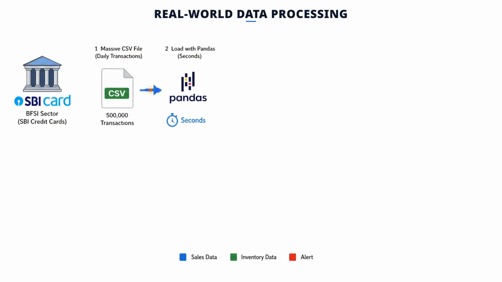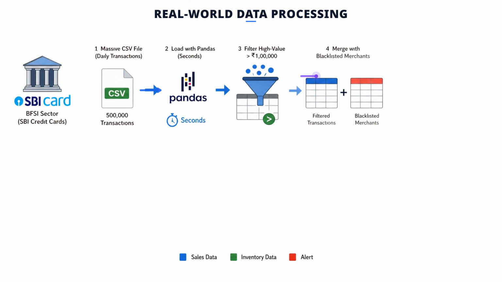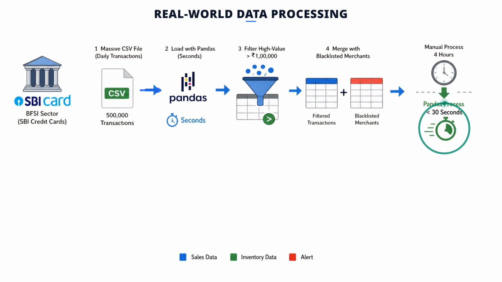Once the data is loaded, they quickly apply a filter to isolate the high-value transactions, specifically any transaction over 1 lakh rupees. Then, they take those filtered results and merge that data with a known list of blacklisted merchants to catch potential fraud before it escalates. Before using Pandas, this entire workflow was a grueling manual process that took about 4 hours to complete. But now, the exact same analysis is a lightning-fast process taking less than 30 seconds.